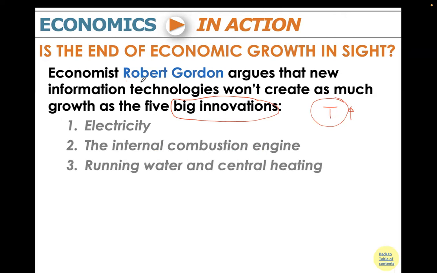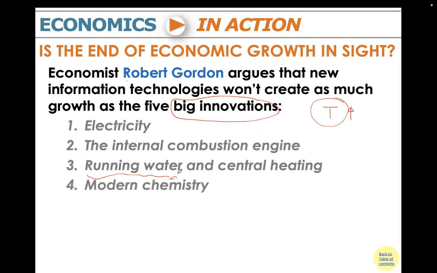The third factor is running water and central heating. This is probably less obvious for you, so why does this matter? It improves sanitation, improves public health, and improves the health of workers, and in that sense it's going to improve their productivity. Just imagine if people often get sick, or if they have very short lifespans due to the lack of sanitation and public health measures, how would labor productivity look, right? So this is the third factor.